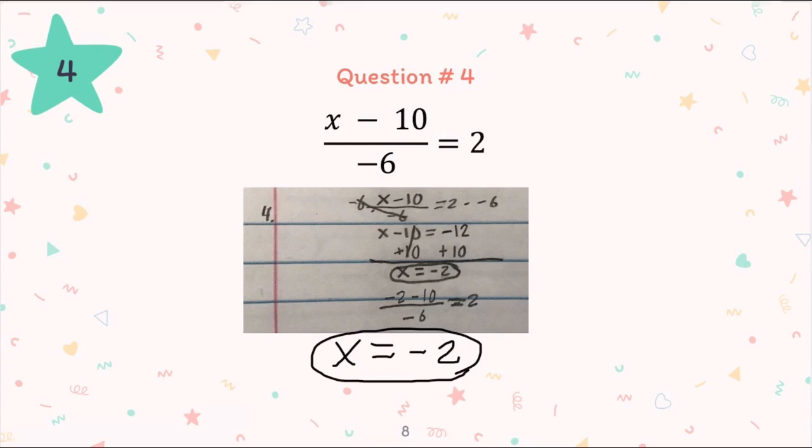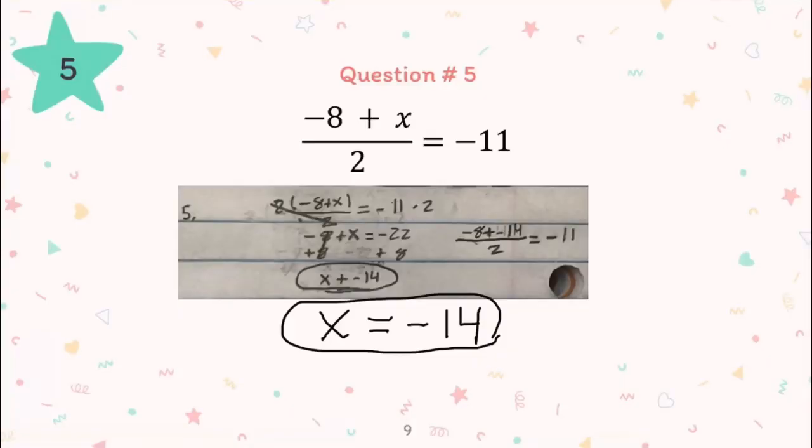Since we want the x by itself, the opposite of subtracting is adding. So negative 10 plus 10, the symbols cancel each other out. Now we do it on the other side: negative 12 plus 10 equals negative 2. So now we know that x equals negative 2 because (-2 - 10) / -6 equals 2.